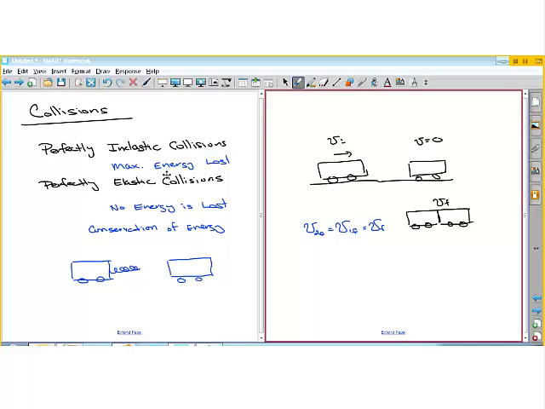So what we are going to do is now talk about each one of these separately. So first we'll talk about the perfectly inelastic collision.